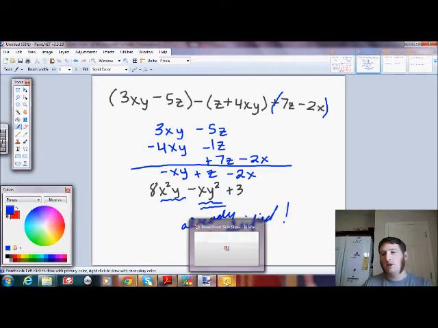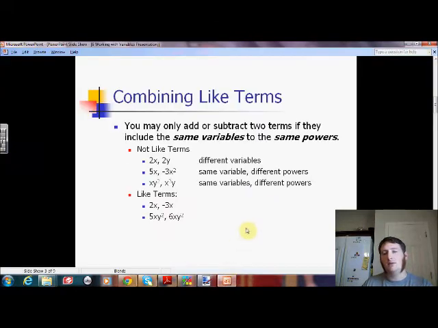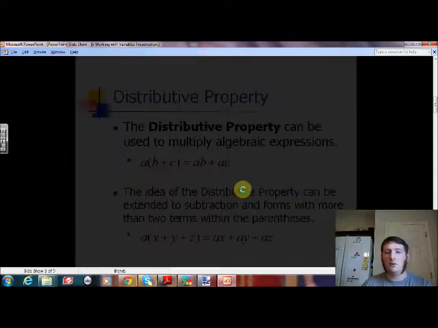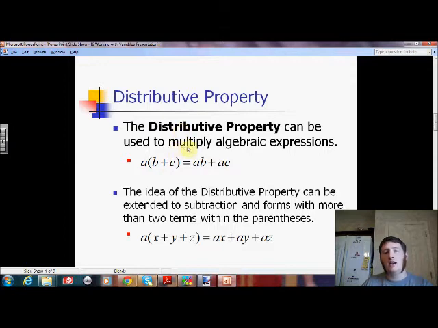Alright. So the other half of this lesson, or other 2/3, since the lesson's I think a little bit more about distributive property, is the idea that you can use the distributive property to multiply algebraic expressions. And so you have a times b plus c is ab plus ac. A lot of you probably remember drawing the arrows. And it doesn't matter if there's two things in the parentheses. If it's three, same idea. A times x plus y plus z.